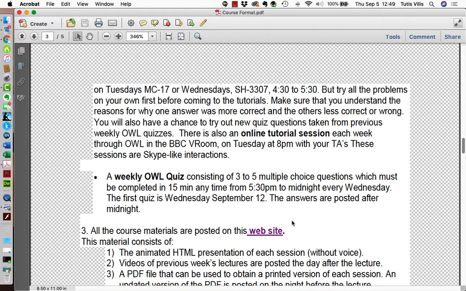Now, you can also, as I said, go over these quizzes on OWL through these things called BBC virtual rooms. You can do that on Tuesdays at 8 p.m. Sort of like a Skype-like process where you can sign in. Any number of students can sign in from both sections, and you can, again, discuss things that you don't understand about the course.